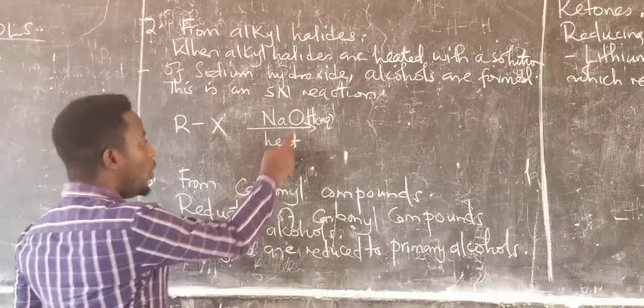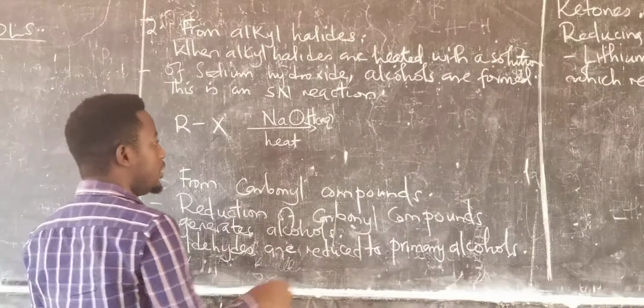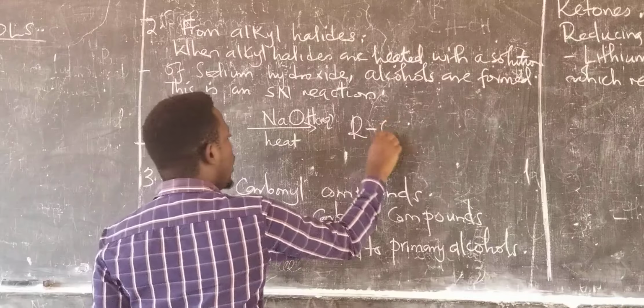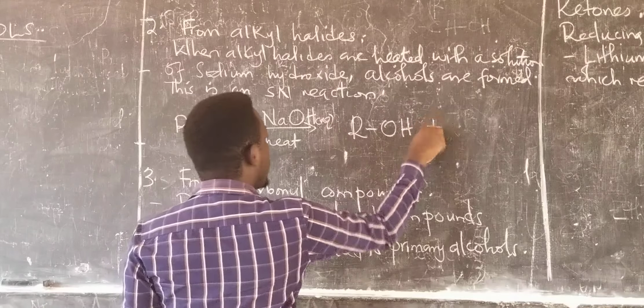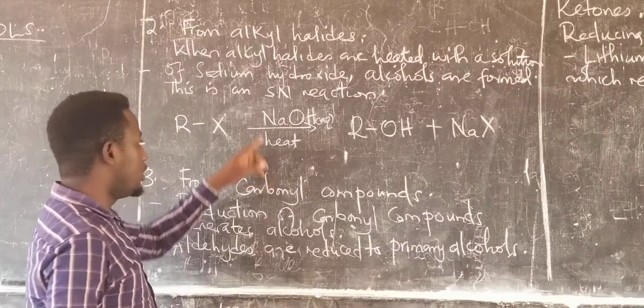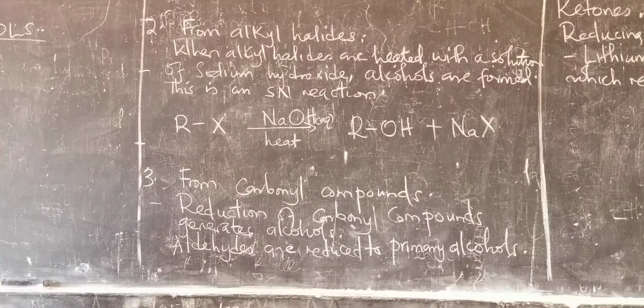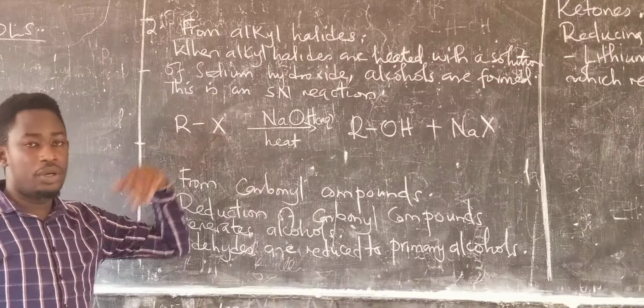So in this case, the OH replaces the what? The X, leading to the formation of ROH. Of course, the byproduct will be sodium what? Sodium X, this sodium going along with the halide. And we say these are substitution nucleophilic reactions.